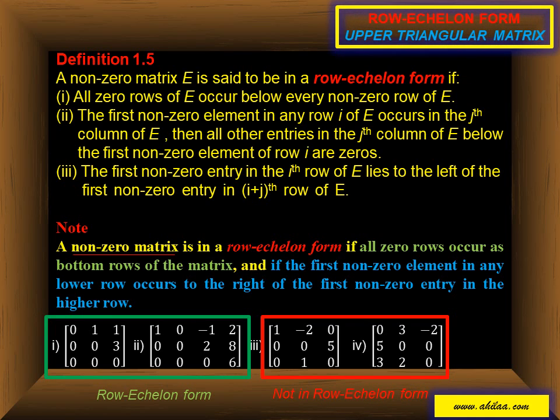Understood? Simply remember, row-echelon form is nothing but an upper triangular matrix. The lower rows should be in the zero form. It is not a must that all the rows at the bottom should be 0. It is not a must condition, but it should represent an upper triangular matrix.